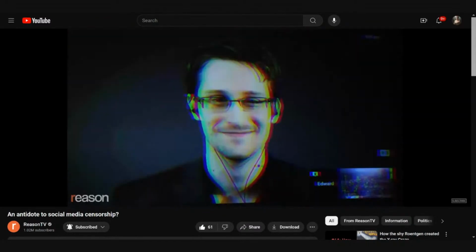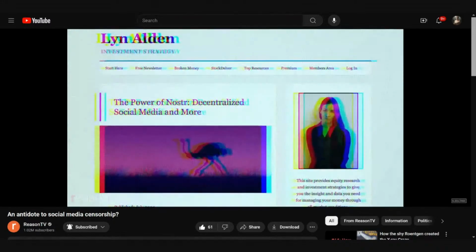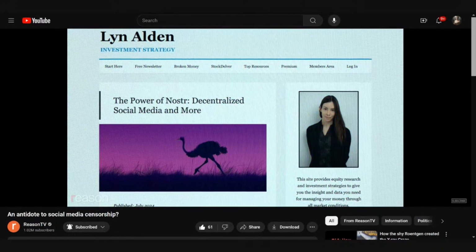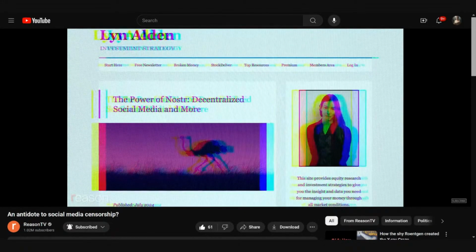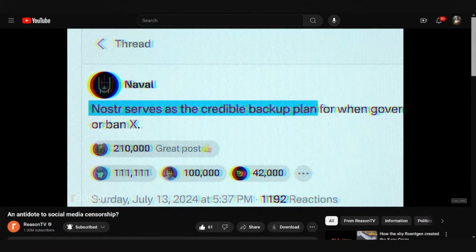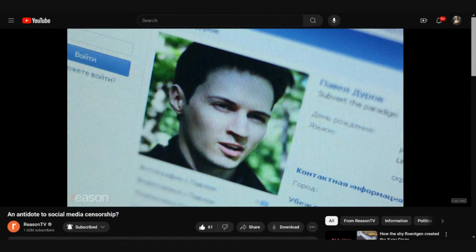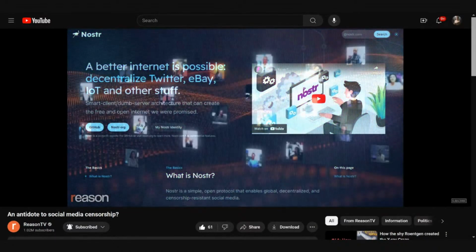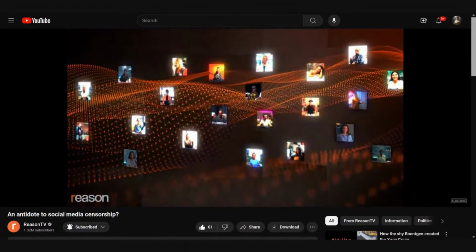Edward Snowden and the financial writer and investor Lyn Alden are among Nostr's biggest boosters. The entrepreneur and tech visionary Naval Ravikant recently endorsed Nostr, and the arrest of Telegram CEO Pavel Durov brought another surge of interest. Today, the network has more than 50,000 weekly active users.